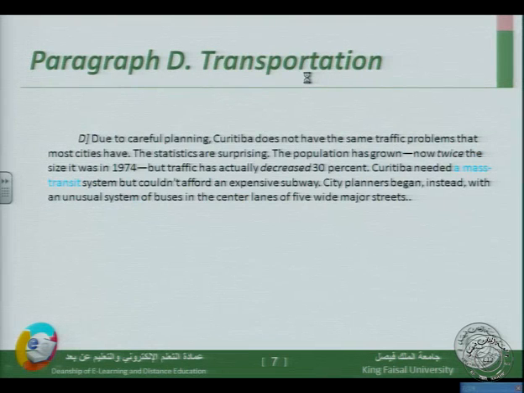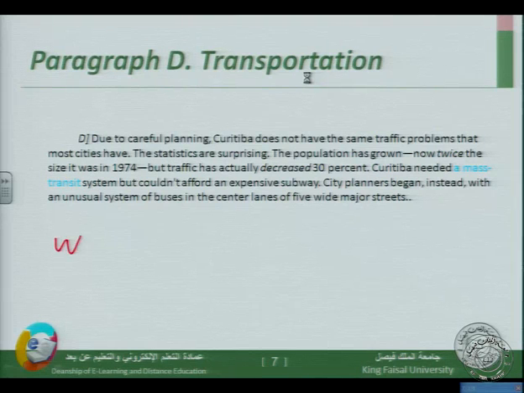Transportation. Due to careful planning, Curitiba does not have the same traffic problems that most cities have. The statistics are surprising. The population has grown to twice the size it was in 1974, but traffic has actually decreased 30%. Curitiba needed a massive transit system but could not afford an expensive subway. City planners began instead with the unusual system of buses in the center lanes of five wide major streets.